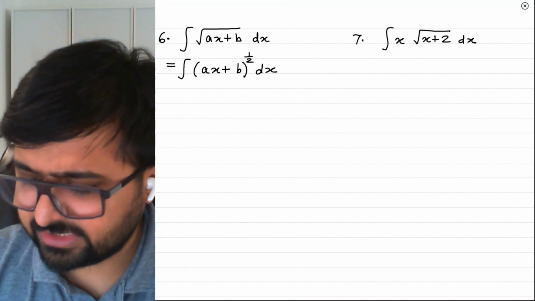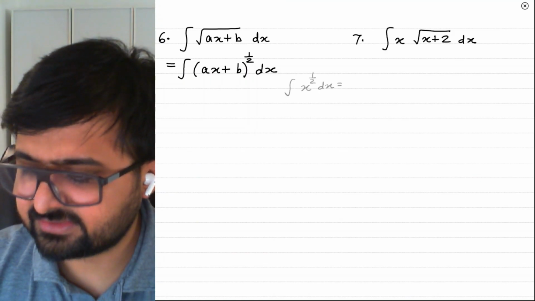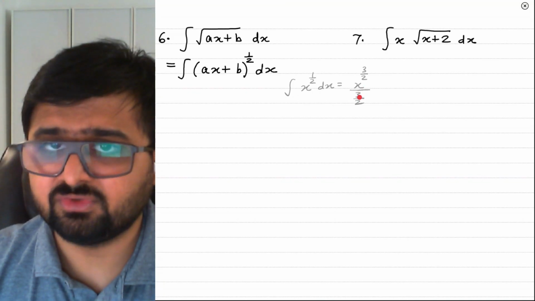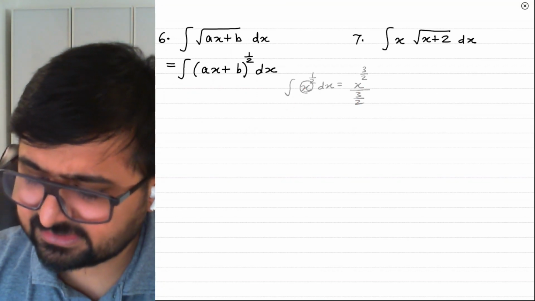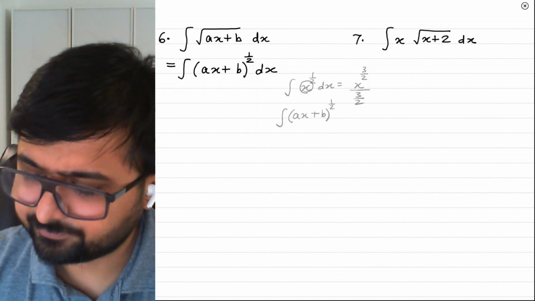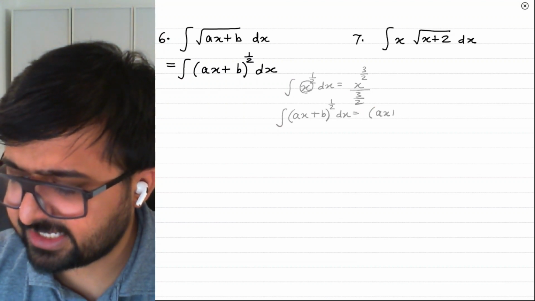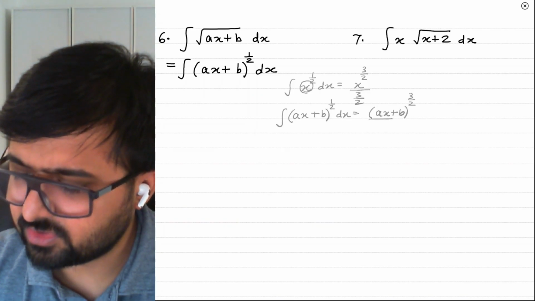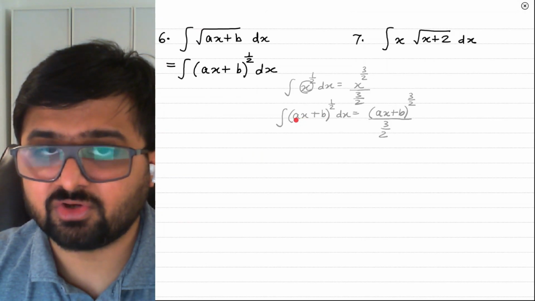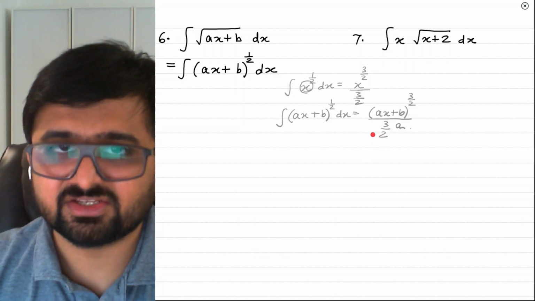Now we already know that integral of x to the power half dx is x to the power 3 by 2 over 3 by 2. But if instead of x there is a linear term, ax plus b, the same formula can still be applied. So ax plus b raised to 3 by 2 over 3 by 2. You just have to divide by the coefficient of x, which here is a. This is actually the integration of this.